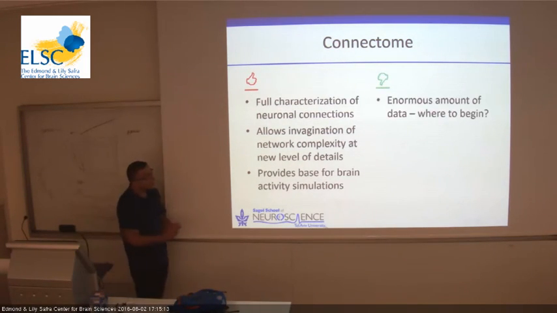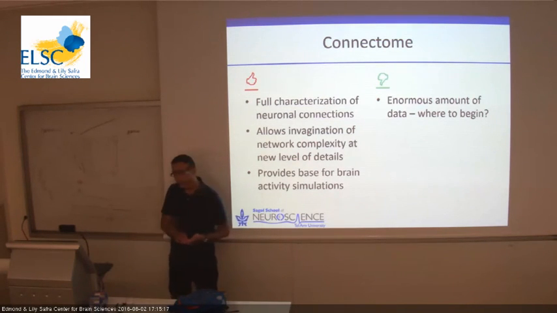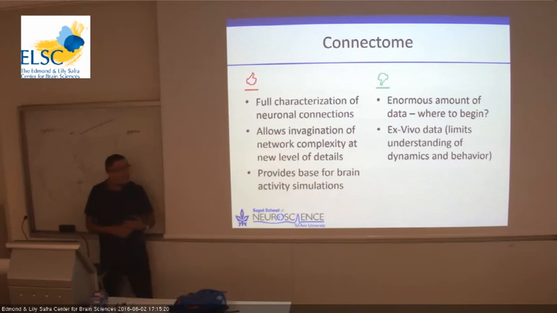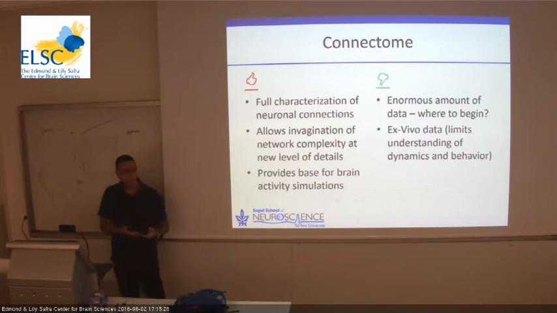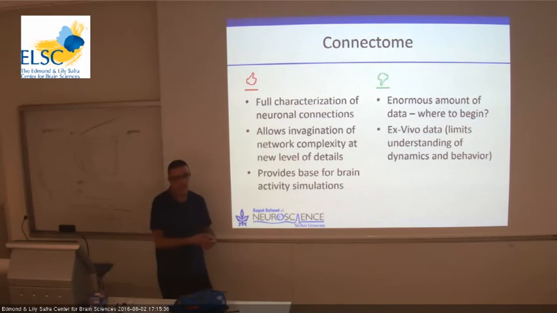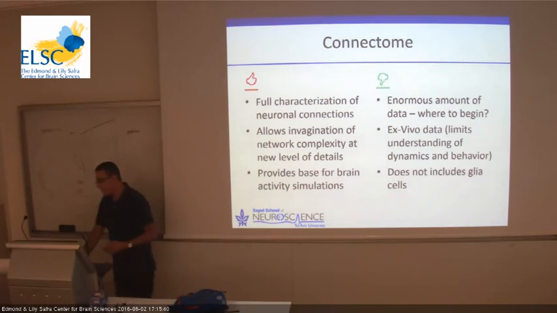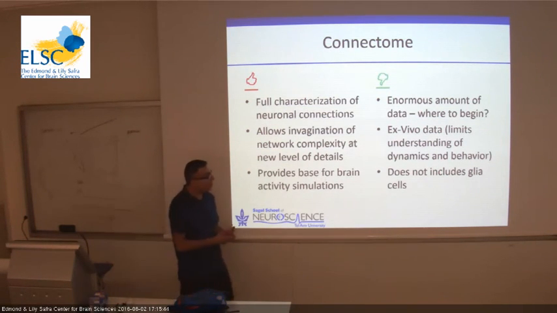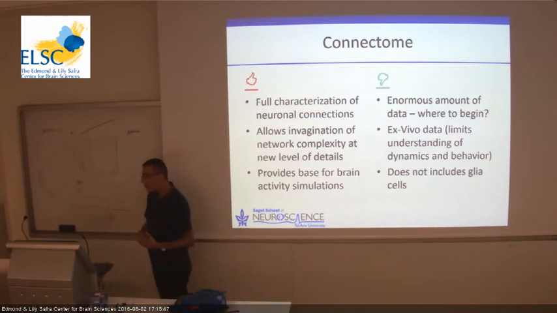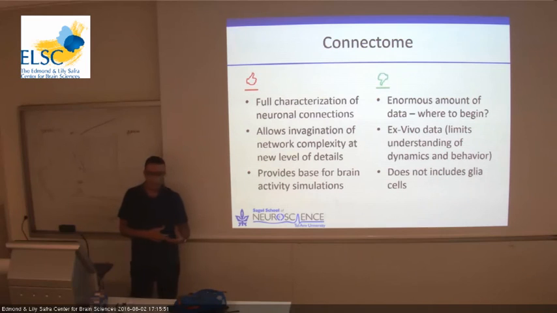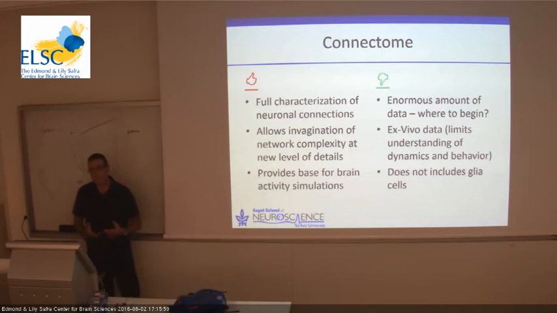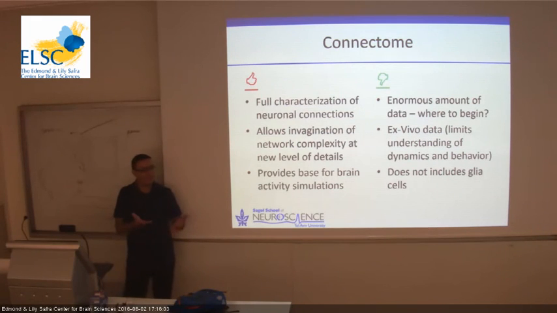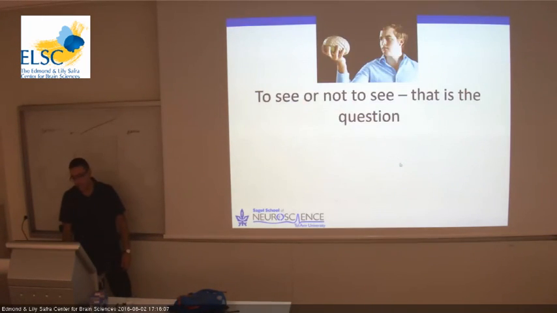People who are against it will say first that it is an enormous amount of data and we don't know where to begin with it, which is true. More importantly, in my view, this is ex vivo data, which limits our understanding of the dynamics of these connections and the relation to behavior, because we are limited in the amount of samples, one at the moment of the mouse brain. And to say the least, it does not include, or the people working on it did not intend to include, information on cells other than neurons, glial cells, etc., which have a growing importance in neuroscience, and some people might say, and I'm among them, that they have an importance equivalent to that of the neurons in brain function.